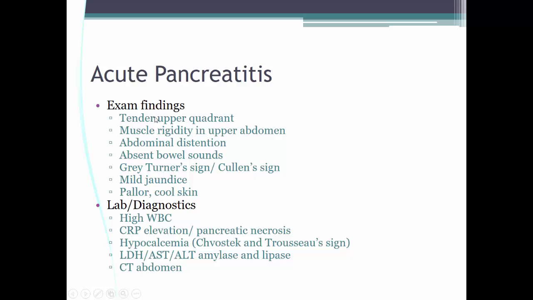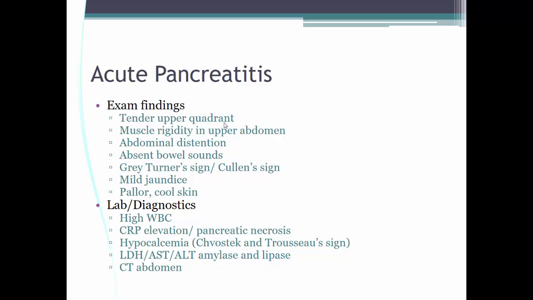On examination, they tend to have tenderness in the upper quadrants. It could be epigastric. Remember, the pancreas is located all the way from the right upper quadrant, epigastrium, and left upper quadrant. So the right upper has the head, the body has the epigastrium, and the left upper has the tail. There's muscle rigidity from abdominal peritoneal irritation, distension, absent bowel sounds, Grey Turner sign, and Cullen sign, as we explained already. Cullen is in the umbilical region, and Grey Turner is flank ecchymosis, jaundice, pallor.